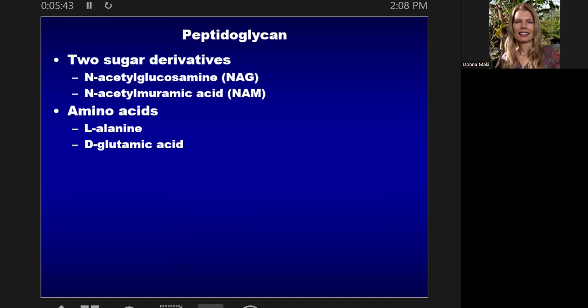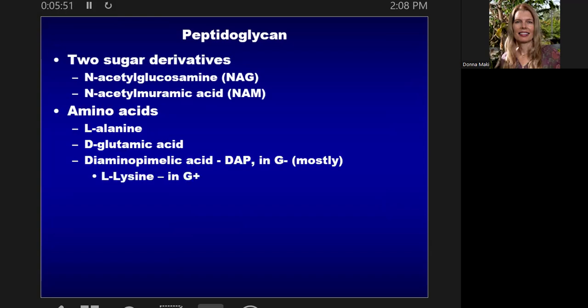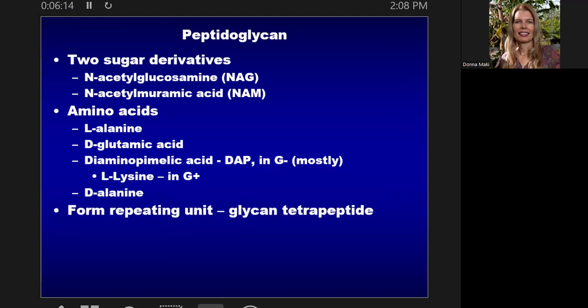So there's L-alanine, D-glutamic acid, diaminopimelic acid in the gram negatives, but in gram positives, they seem to favor lysine over DAP. And so they'll have a lysine there. And then D-alanine. So those are the 4 amino acids that you see as part of the peptidoglycan, and they're bonded together coming off the NAM portion of the peptidoglycan. And so when you take that all together, they say it forms a glycan tetrapeptide.